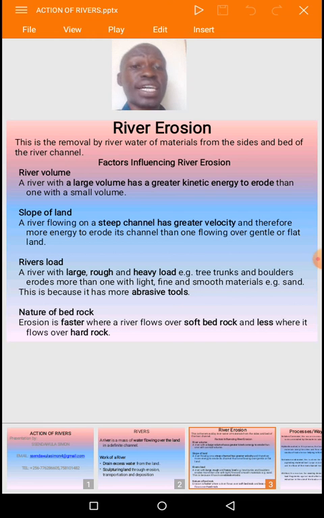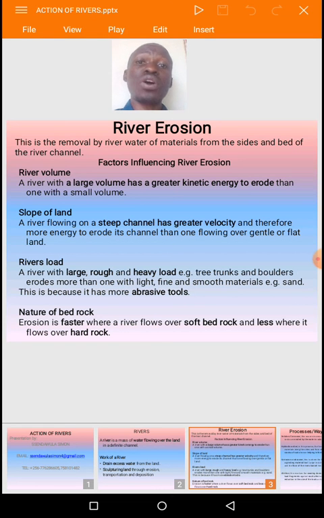Then the slope of the land. Definitely erosion, like erosion elsewhere, is more pronounced on a steep slope. That's why they are saying a river flowing on a steep channel has greater velocity, that is energy, and therefore more energy to erode its channel than one flowing on a gentle or flat land. So a river flowing on a steep slope, in a steep channel, definitely a lot will be eroded. There will be deeper and wider erosion.